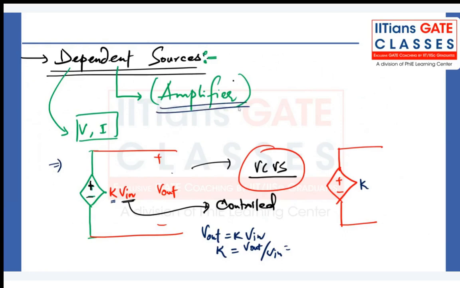And this is k times I in, right? Again, you are trying to find the voltage across this. So this is a voltage source, and this is a current which is controlled. So what will be the name of this element? This will be called a current controlled voltage source. Here you see voltage controlled voltage source, and here you see current controlled voltage source.